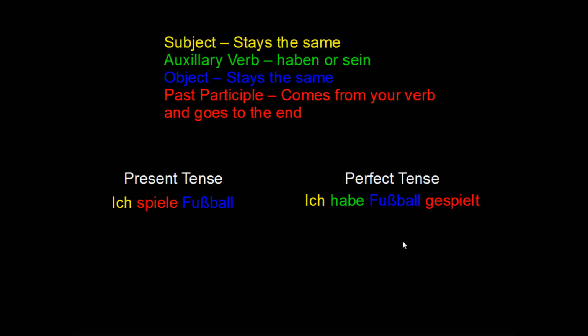So the main difference between the present and the perfect tense in English and German is the verb goes to the end. In English we would say I have played football, but you'll notice in German it's I have football played. The verb goes to the end. Don't forget that. That's the most important part. If you don't put the verb at the end, you're doing it wrong.